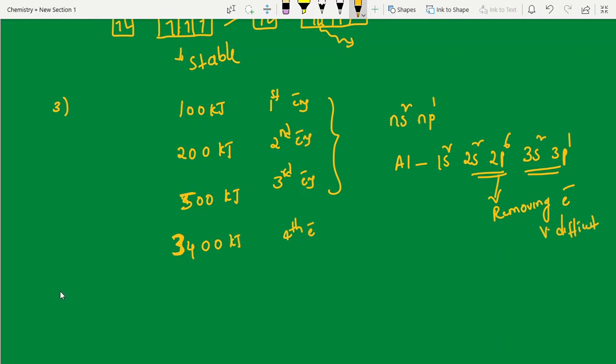Clear? Now, next one, Cu+ and Cu2+. Copper plus 1, copper plus 2. Cu2+ ionization energy is exceptionally high. Exceptionally high.